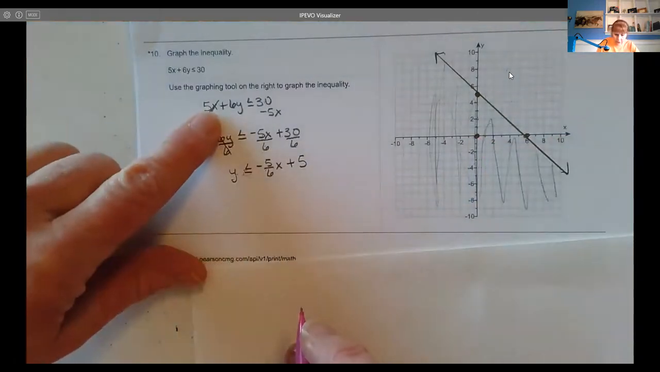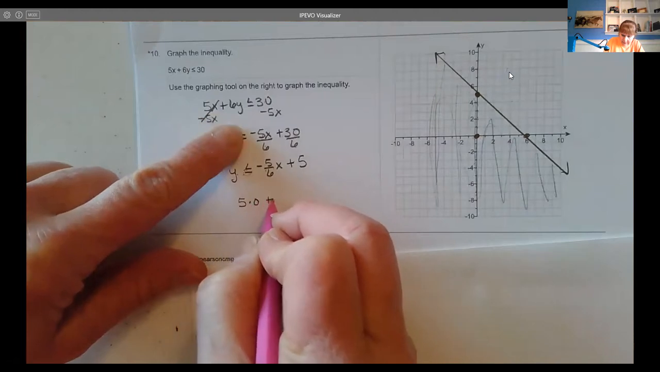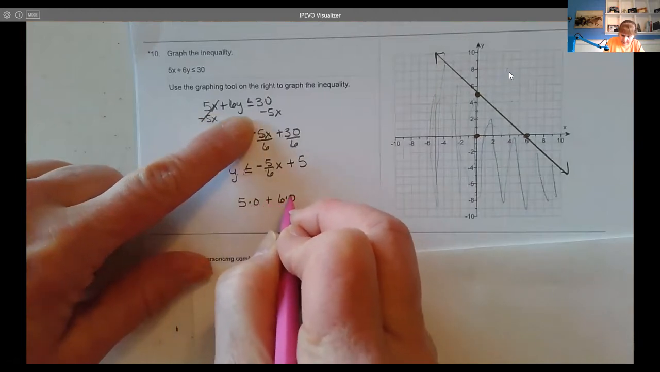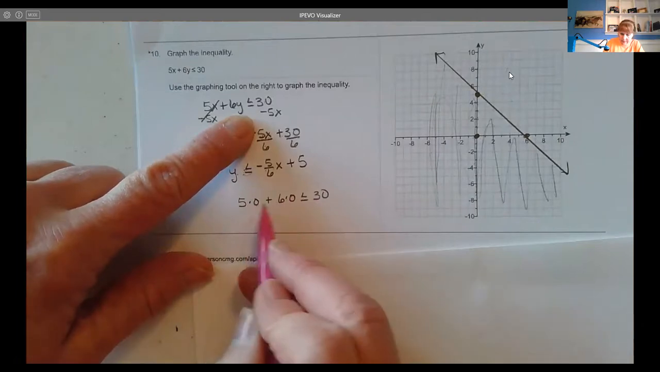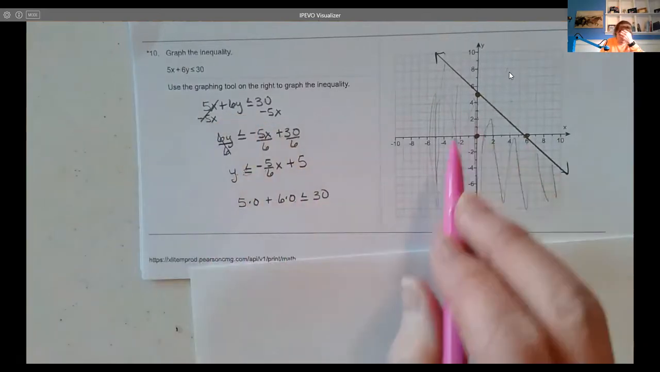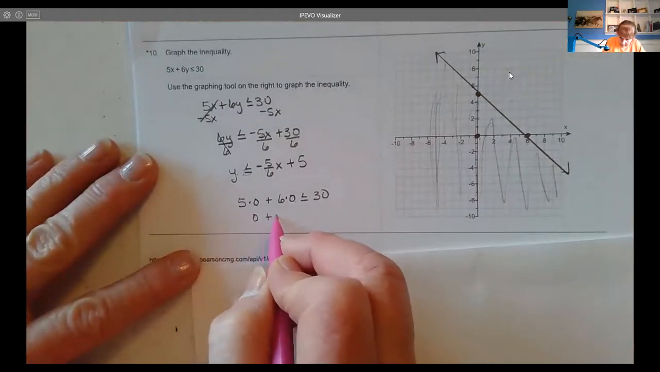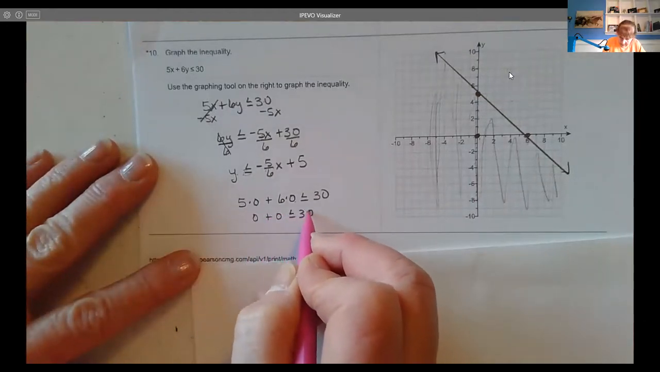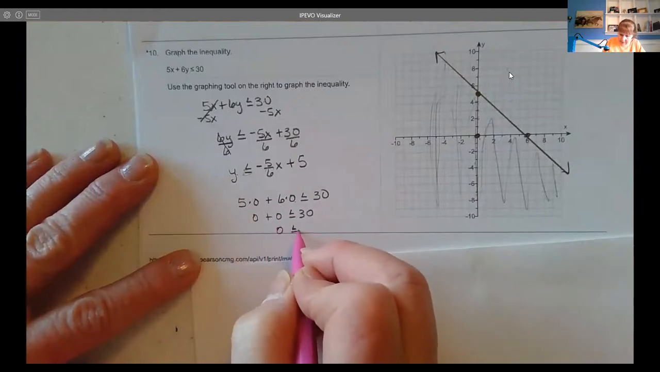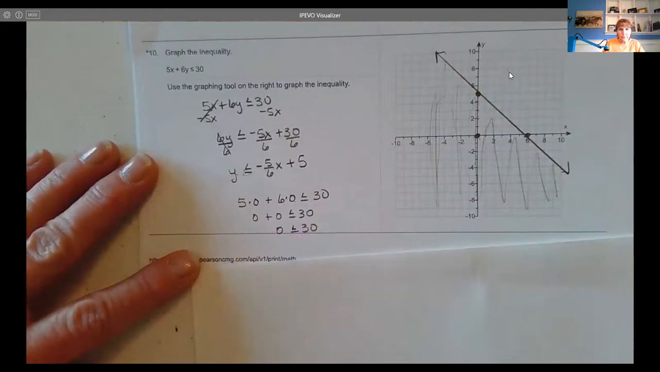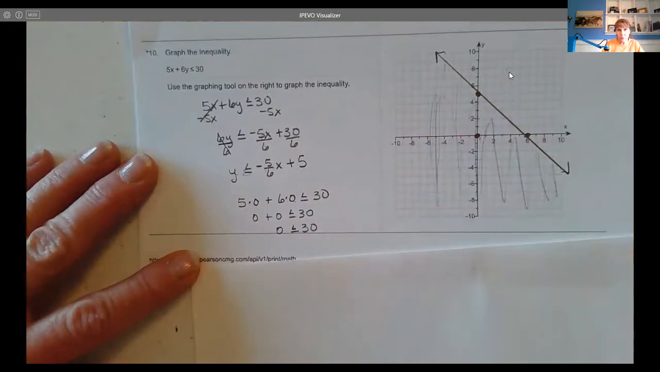5 times 0, 6 times 0. Is that true? I put in the point 0, 0. And we want it to work because it's in the work section. So we come up with 0 less than or equal to 30, which is true. So if this point works, then all of them in that section work.